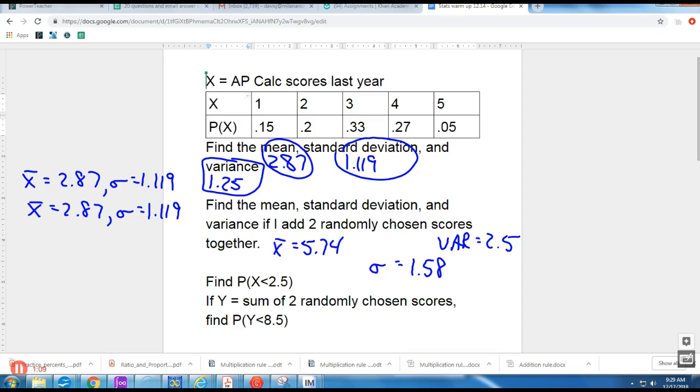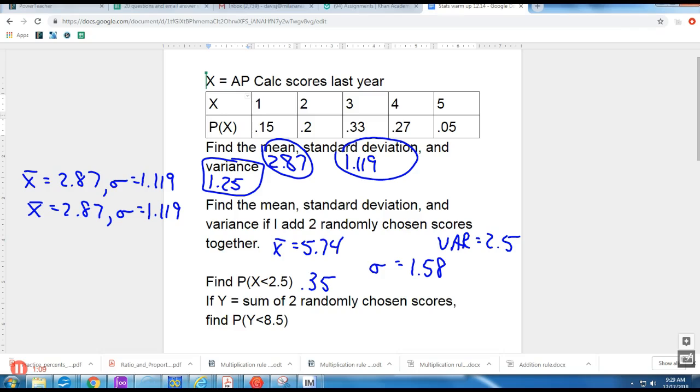Okay. This one's just reading up the chart, so less than 2.5 would be 1 and 2, so you're adding up those two as 0.35. And then this would be like if I want to take one score and take another score, I want less than 8.5. There's two ways to do this. One's a giant pain, one's less work. These could add up to 2, 3, 4, 5, 6, 7, 8, 9, or 10, right, if I pick two and add them together. So I could find 2, 3, 4, 5, 6, 7, 8. Those are all less than 8.5, but that's a heck of a lot of combinations.